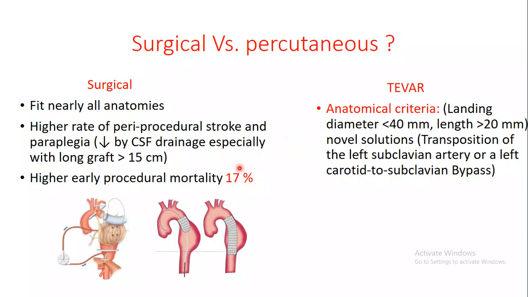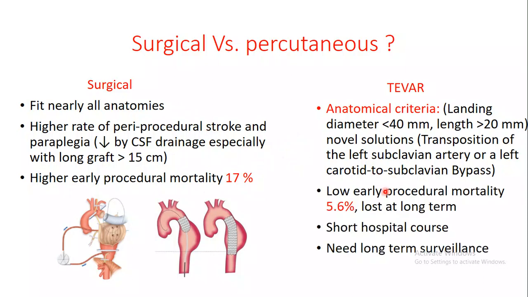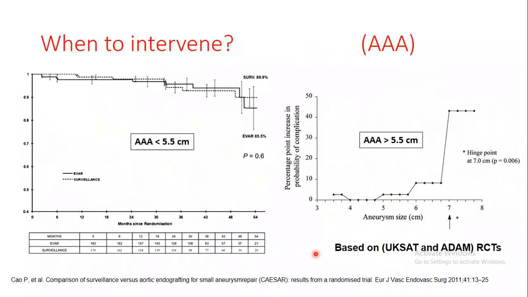And as we said before, the perioperative mortality of surgery is higher in comparison to the percutaneous one. It's about 17% in surgery in comparison to almost a third of this figure, which is 5.6% in percutaneous intervention. But as we just mentioned, this benefit is lost in the long term due to a higher rate of re-intervention and stent graft-related complications like endoleaks in TEVAR patients.